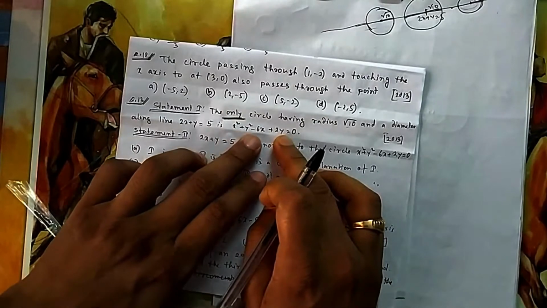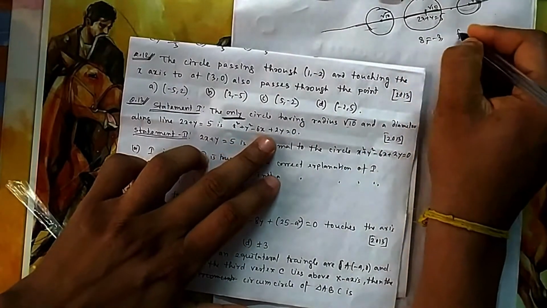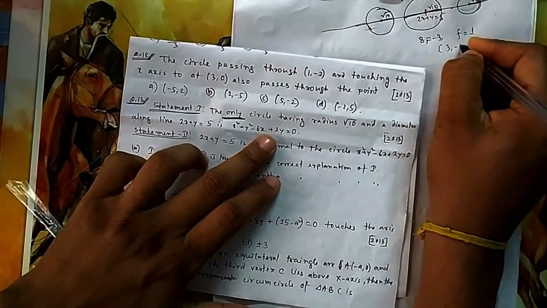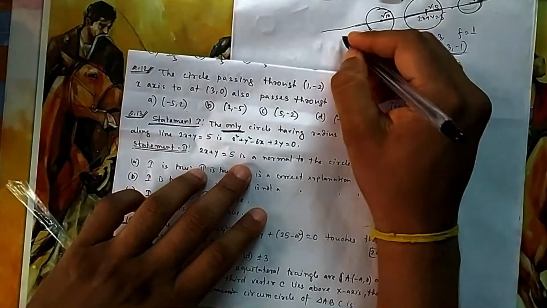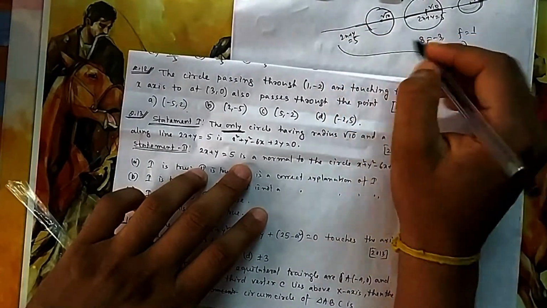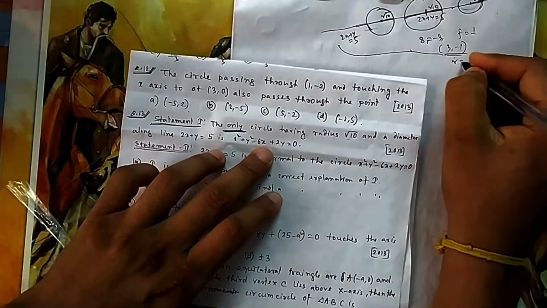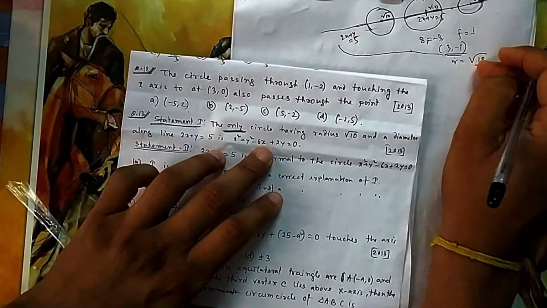This can be the circle. If you draw it, what is its g? g is minus 3. What is f? f is 1. So the center is 3 comma minus 1. If you put 3 comma minus 1 in the line, it will satisfy, because 2 times 3 minus 1 is 5. It is in the line, and its radius, if you calculate, is also root 10: g square plus f square minus c.